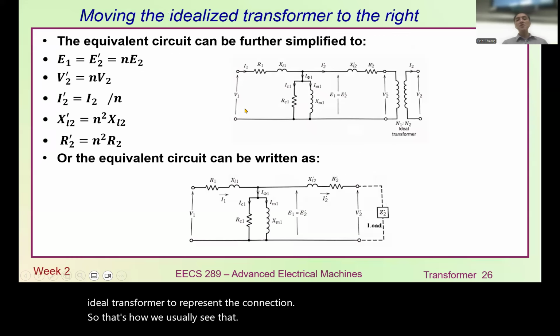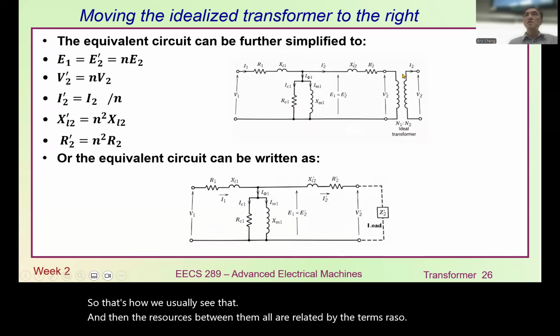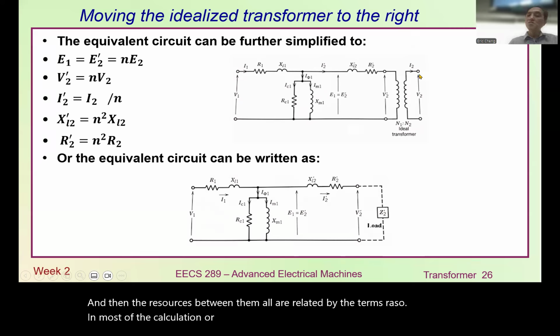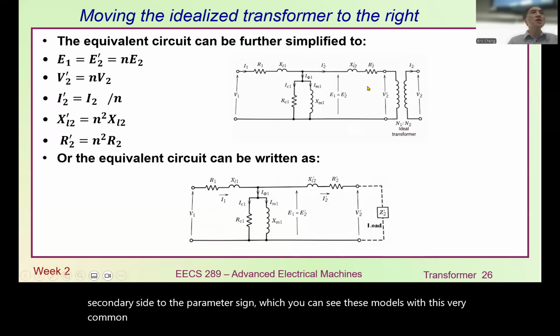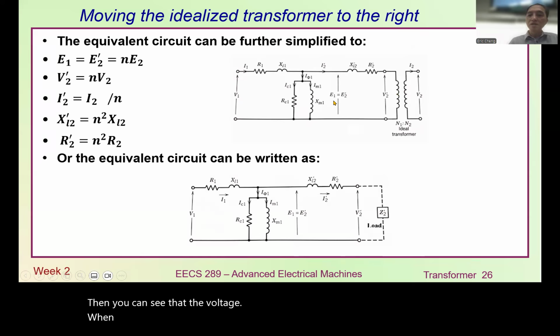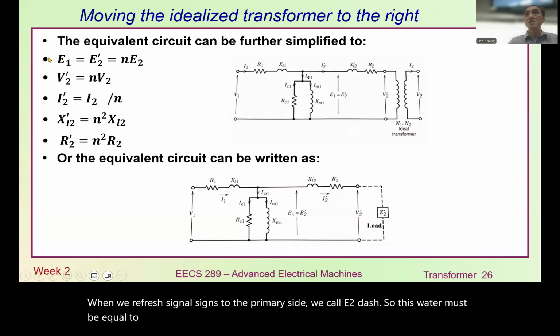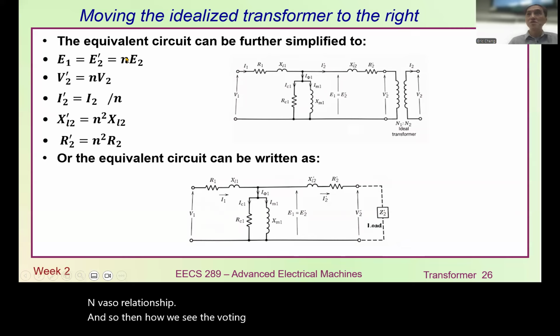And then the relationship between them is related by the turns ratio. In most of the calculation or modeling, we tend to refer all the parameters on the secondary side to the primary side, which you can see in this model. That's a very common model. Probably you all know that, so I may not spend too much time here. Then you can see that the voltage, when we refer the secondary side to the primary side, we call it E2 dash. This voltage must be equal to E1 because this is a transformer, although between them you have the N ratio relationship. So that's how we see the voltage relationship with N, which is the turns ratio.